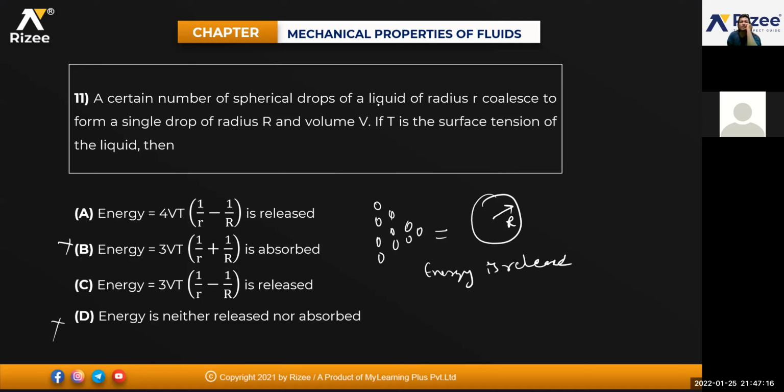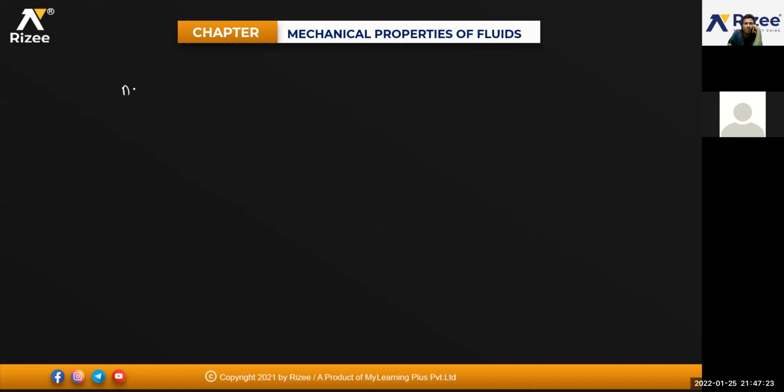Option A. Let me check it out once. A certain number of droplets, n number of droplets: n into 4/3 π r³ is equal to the bigger droplet, 4/3 π R³. This is the volume of the body.